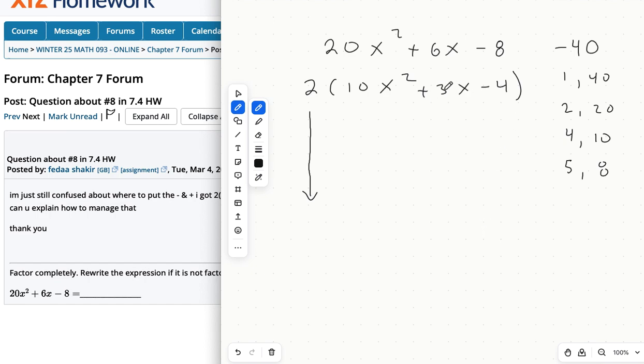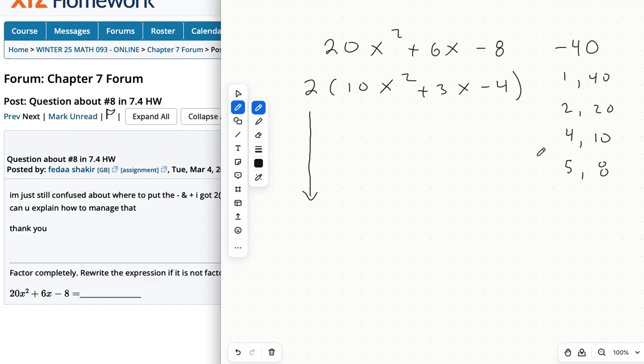I need these to add to be a positive 3. And remember, since this is negative, one of them is going to be negative, one is going to be positive. When we're doing that, we're actually looking for the space between the numbers, because if it was, say, add to be 18, it would be a negative 2 and a positive 20, because that would add to be 18. So 18 would be the space between the numbers, just because of the signs.